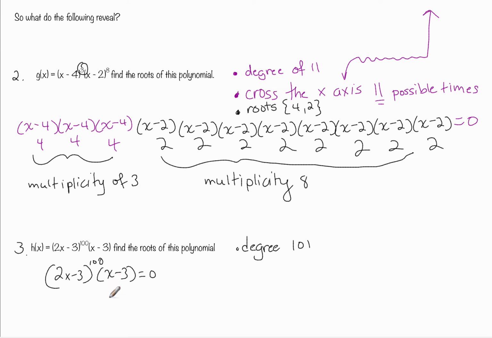Well, this one's easy, x minus 3. It has a root of 3. And then this one has a root of 3 halves with a multiplicity of 100. So I have 100 of 3 halves and 1 of 3. That gets me a degree of 101.